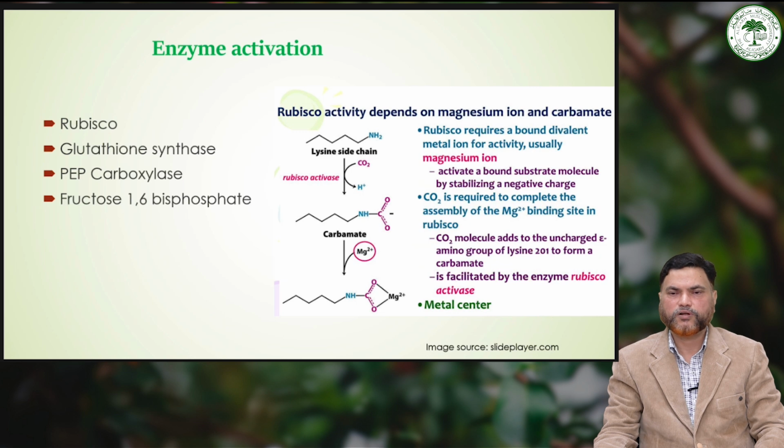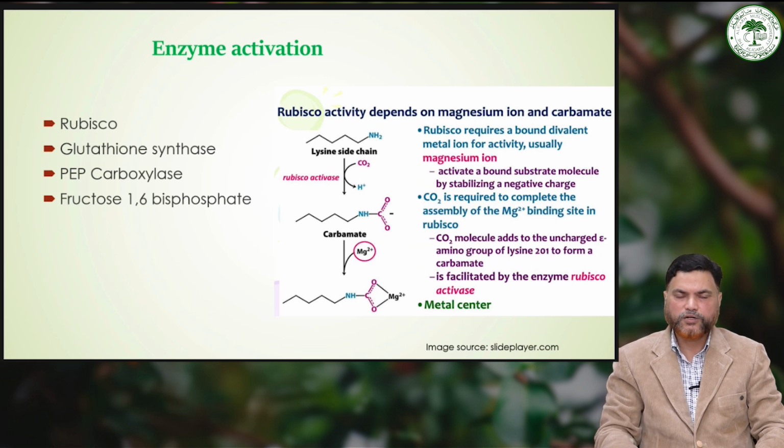Then another enzyme is fructose 1,6-bisphosphatase, which requires magnesium for proper functioning and high pH generally. Fructose 1,6-bisphosphatase regulates assimilate partitioning between starch synthesis and export of triose phosphate in the chloroplast. So this is the very important role of magnesium in the activation of enzyme activity.